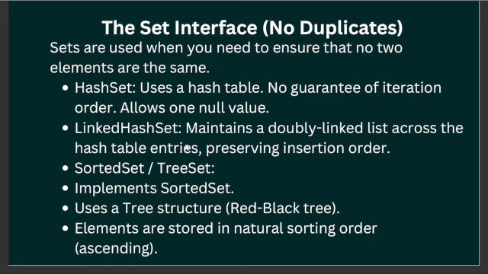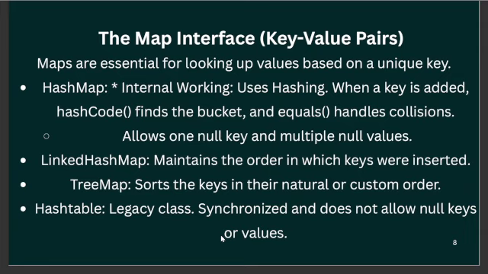Linked hash set basically maintains insertion order and maintains a doubly linked list across the hash table entries, preserving insertion order. The next will be tree set or sorted set, which basically stores data in sorted order and uses a red black tree structure. Elements are stored in natural sorting order, which is ascending. The next topic will be the map interface, which allows key value pairs.